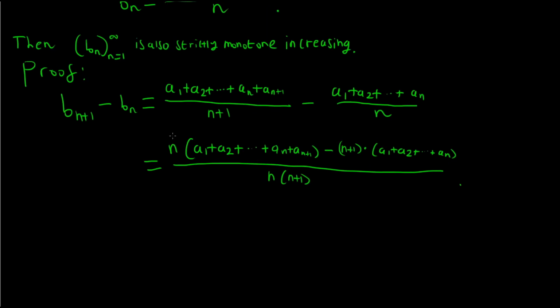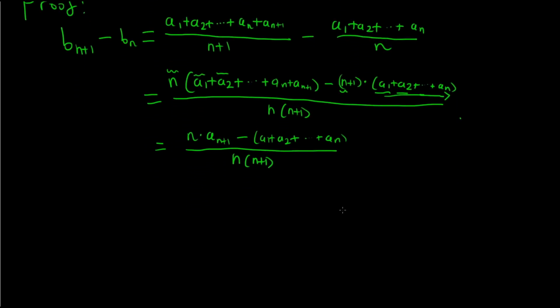We can see quite a few terms are going to cancel here, so if I take this n and a1, a2, n times a1 and n times a2, they're going to cancel with this n times a1 and n times a2, and so on and so forth, all the way up until we get to the nth term. What this basically means is after we cancel a whole load of terms, we get n times an plus 1, and then we're just left with a1 plus a2 plus dot dot dot plus an, and this is divided by n times n plus 1.